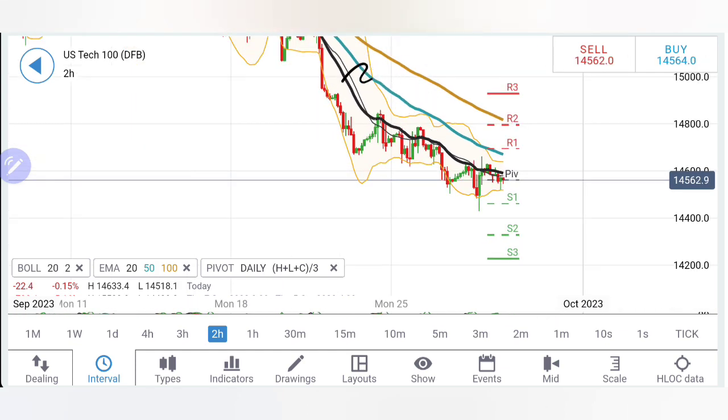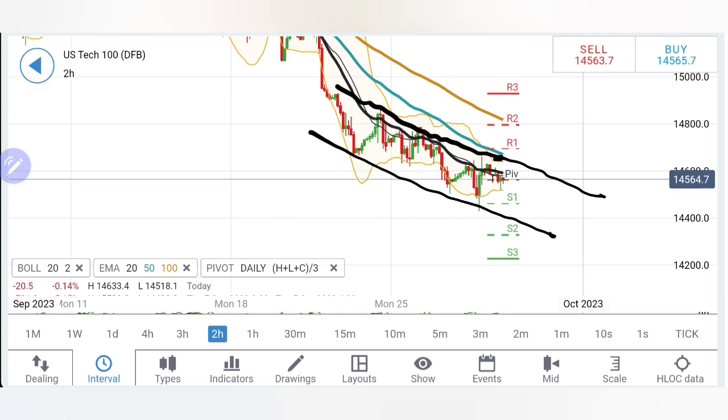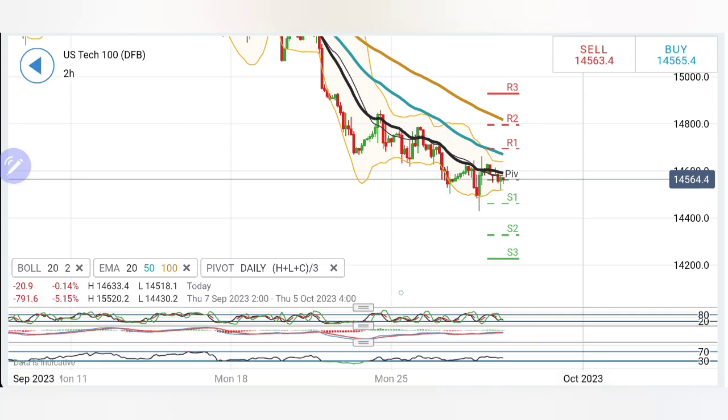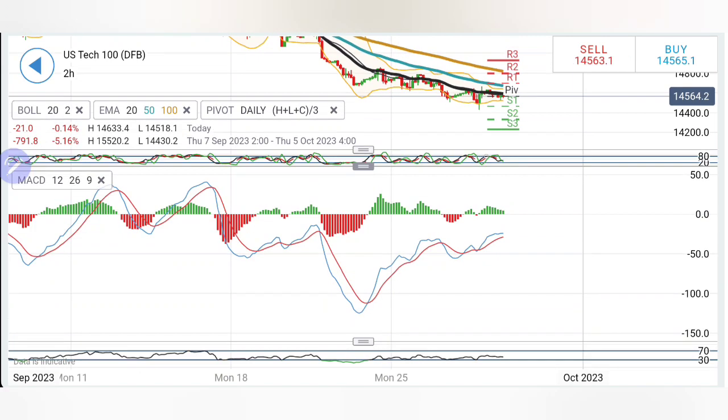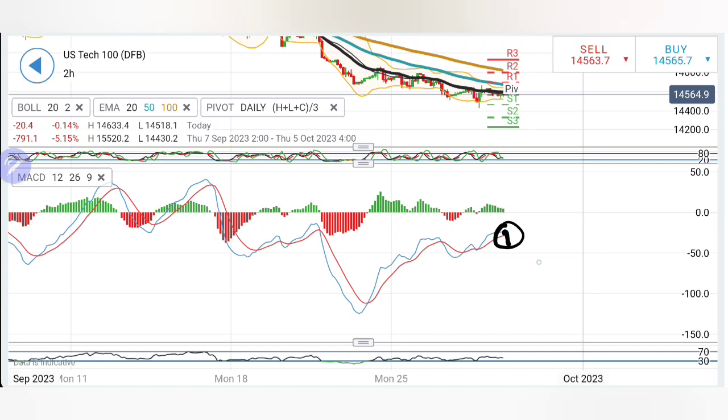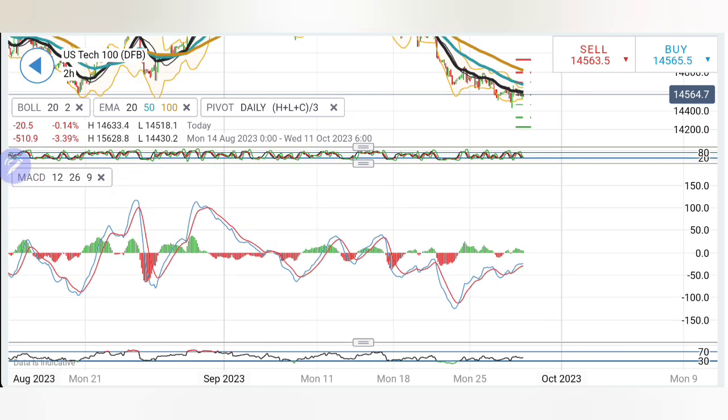Also, if you look at the complete formation here, you will find that Tech 100 is trading in this bearish channel. The top of the channel is somewhere here at around 14,650 levels. You have to be watchful of that. The stochastic has dropped, trying to recover. MACD is in green. It is trying to converge, crossover, but it is still staying bullish. It is trying to recover completely.